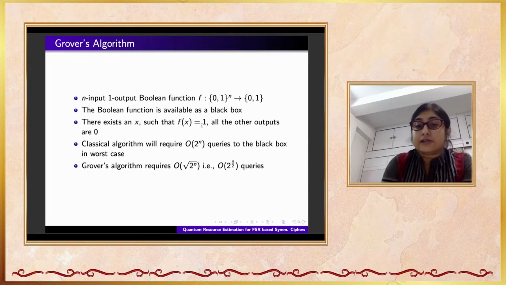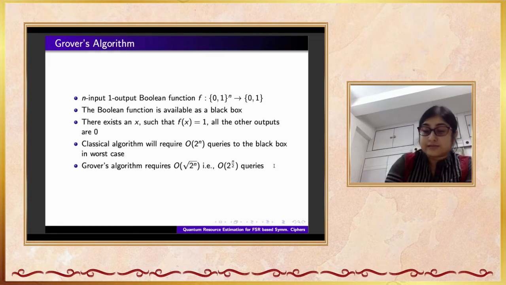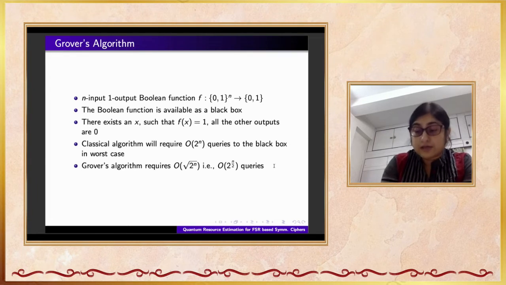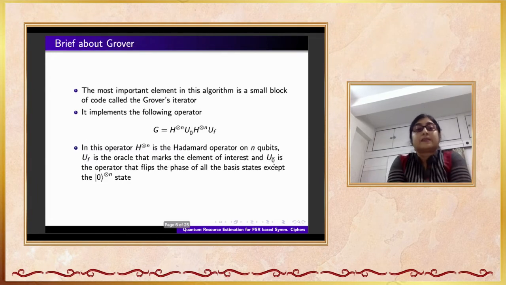Classical algorithm will require 2 to the power n many queries to find this x, this marked element. But if we use Grover's algorithm, then we can find this x in worst case using 2 to the power n by 2 many queries. So Grover's algorithm is giving some speed up over the classical domain.